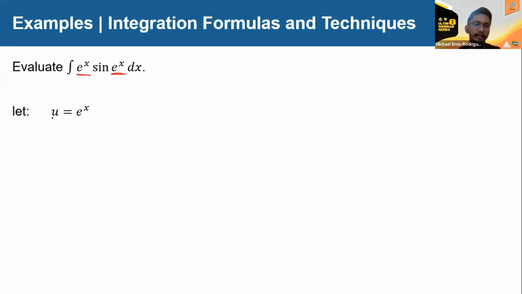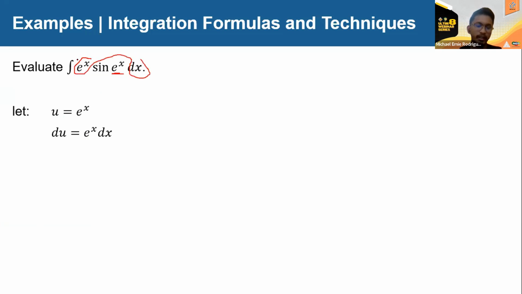And then we get the derivative of u. We have e raised to x dx. Okay? Kung mapansin nyo dito, we have this as our u. Ito yung u natin, no? Yung e raised to x na yan. And then nakuha natin yung du, we have e raised to x dx. So, yung e raised to x dx na yan, ito yan, no?